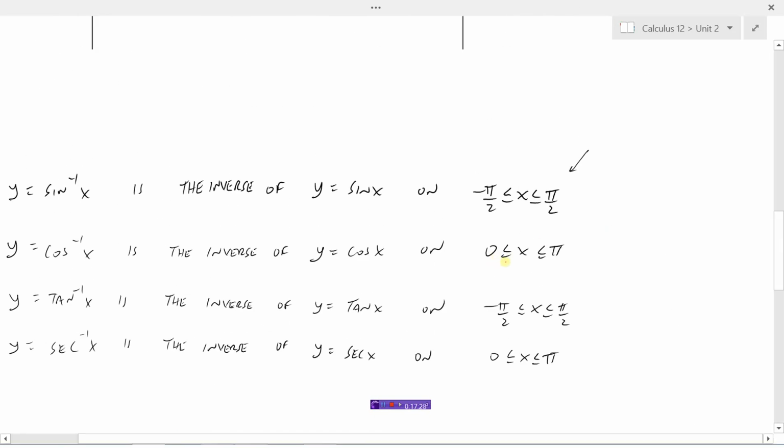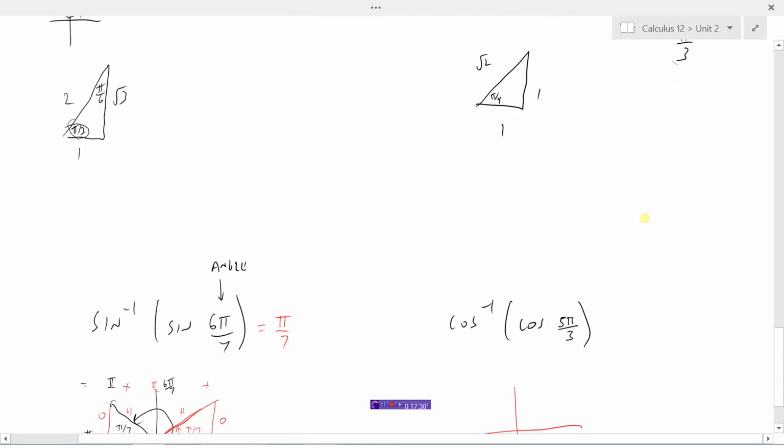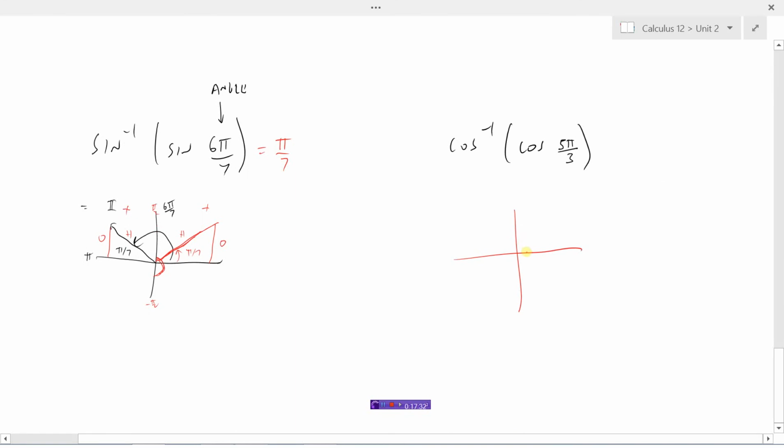Inverse cosine is defined between 0 and pi. So that means our answer is going to have to be somewhere between 0 and pi. And we know cosine is positive here and it's negative here. So this would be all of our positive ratios. This would be all of our negative ratios. The angle that we're given is 5 pi over 3. That would end up being about here, 5 pi over 3, because that's 1 2/3 pi.